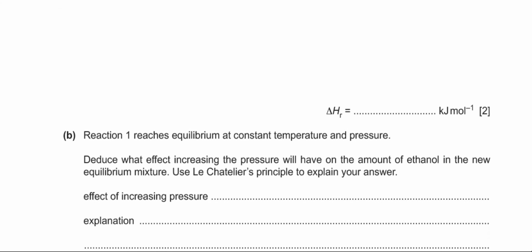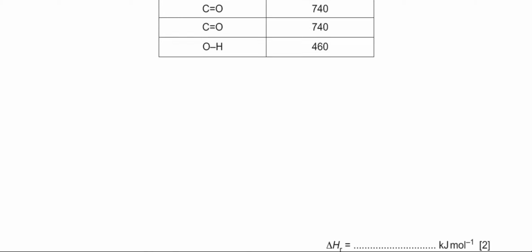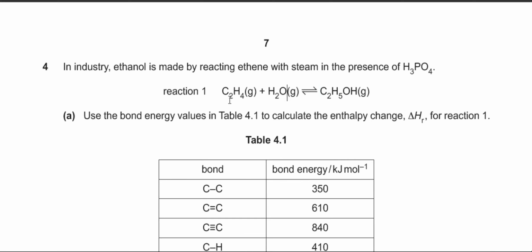Now the next part, here he says that reaction 1 reaches equilibrium at constant temperature and pressure. Deduce what effect increasing the pressure will have on the amount of ethanol. We remember, according to the Le Chatelier principle, the pressure always shifts the equilibrium from more number of moles to the less number of moles. So in the equation above, you can easily see we have 2 moles of the gases on the left side, we have only 1 mole of the gas on the right side.